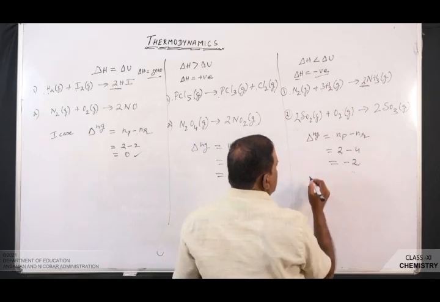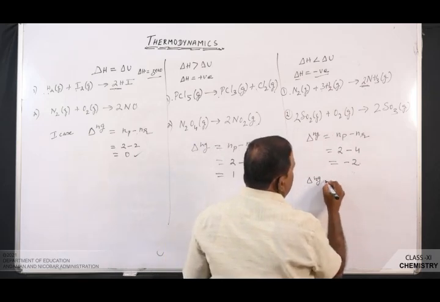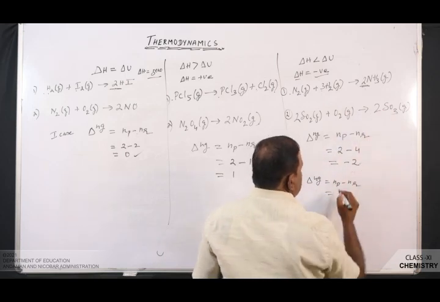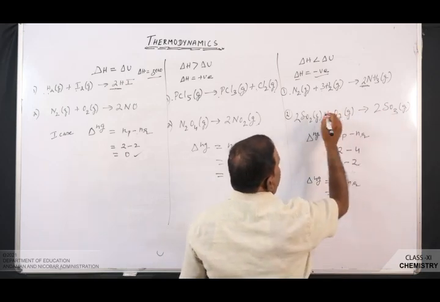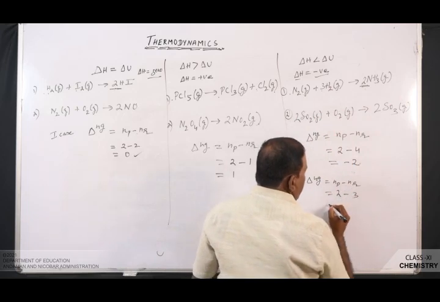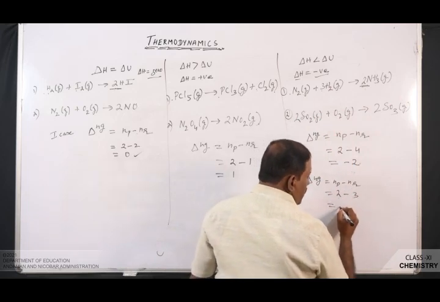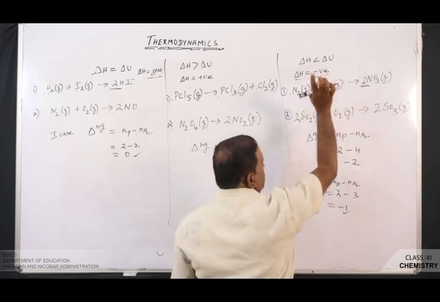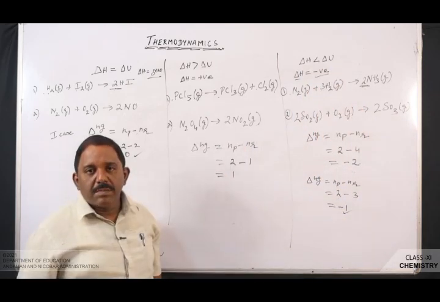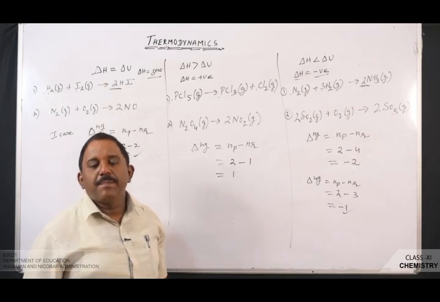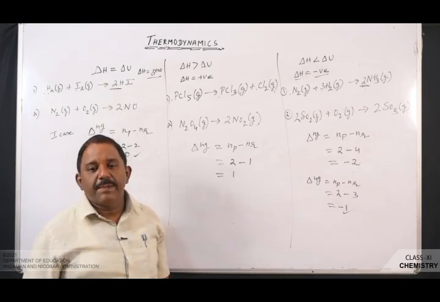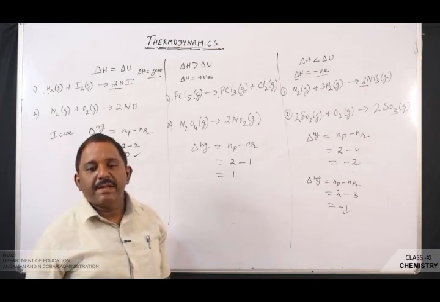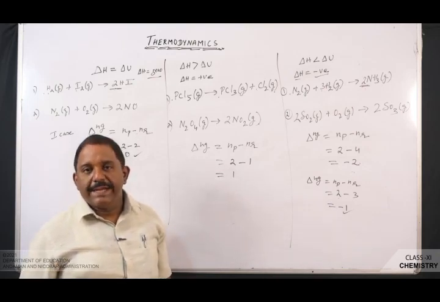In the second case also, delta Ng is equal to Np minus Nr. So 2 minus 3 is equal to minus 1. So we got minus 1, so delta H is negative. So students, remember both internal energy and enthalpy are state functions, and they depend upon the state of the system and are independent of the manner in which the state has been attained.